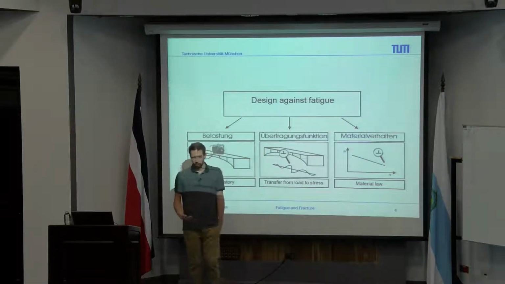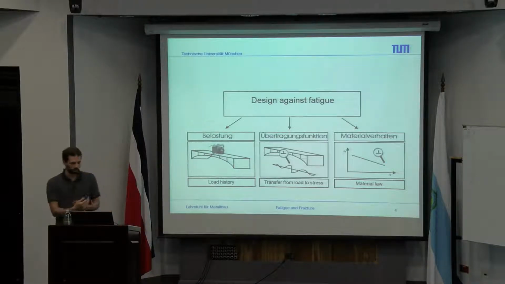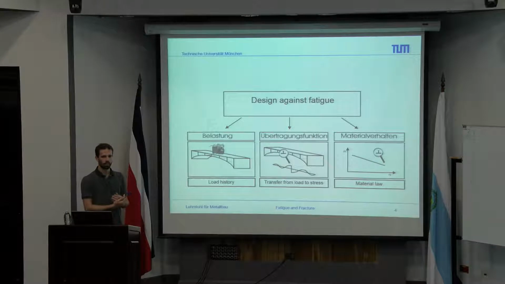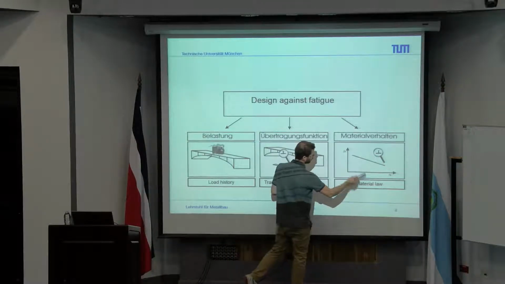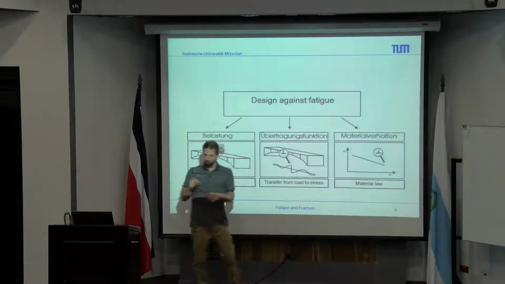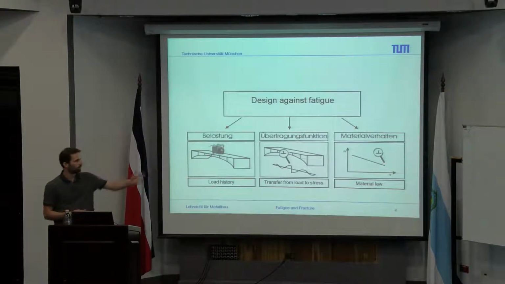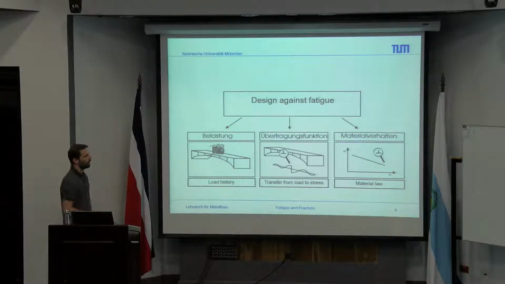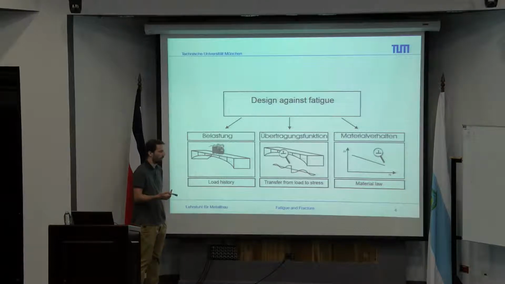So, for example, this is how you would do it if you go for an analysis in the office. At the end, we end up here with our material law, which is here the S-N curve. So, of course, if you, for example, go to analyze something like this, you have different options.